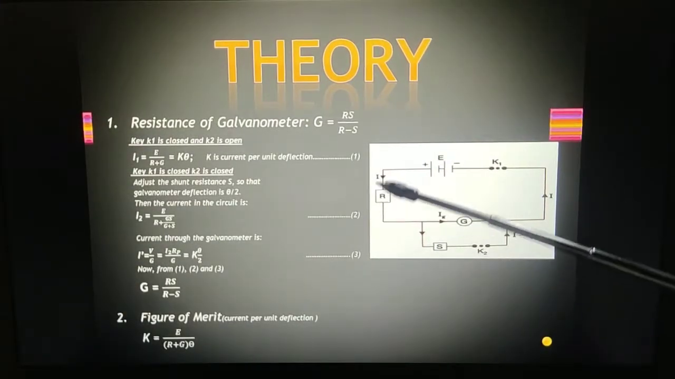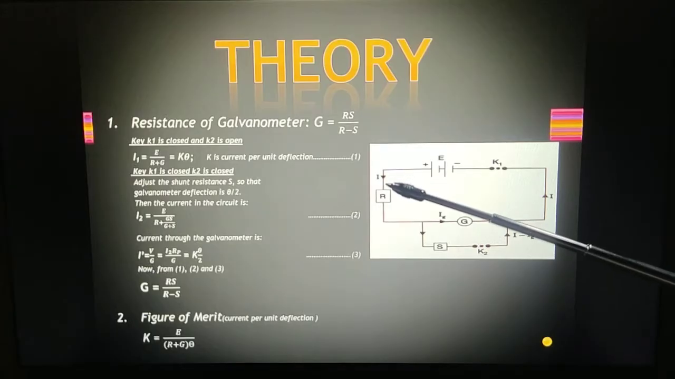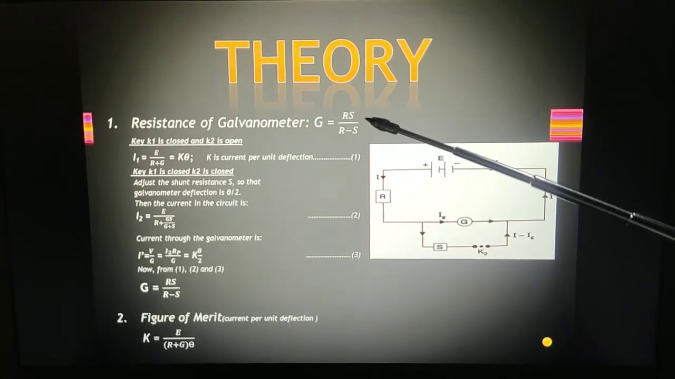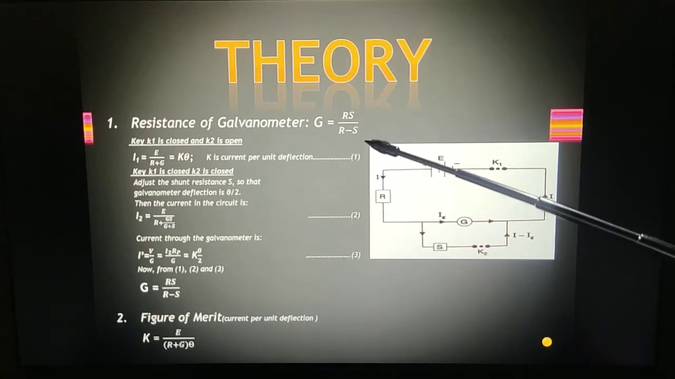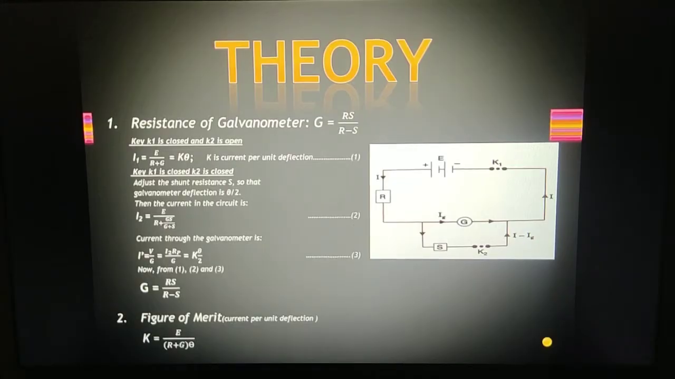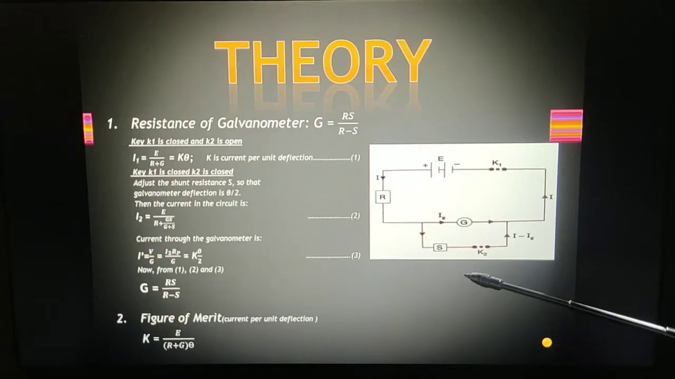Theory. Resistance of the galvanometer G is given by the formula G equal to RS divided by R minus S, where R and S both are resistors. Galvanometer is an instrument to detect current and it is a very sensitive instrument. So to understand this, let us study the circuit.